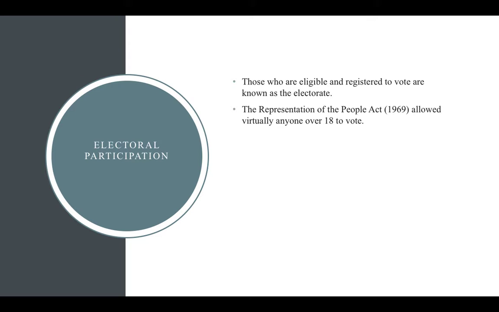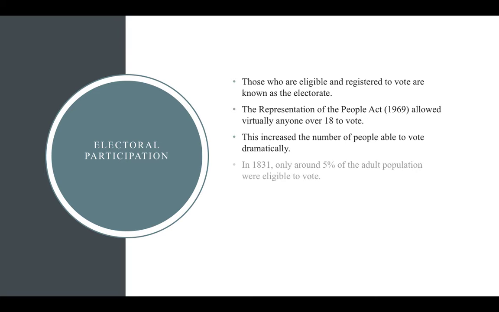The Representation of the People Act of 1969 allowed virtually anyone over the age of 18 to vote. Now, there are some people over the age of 18 who can't vote, like prisoners, illegal aliens, and a few other smaller groups of people. However, if we take a percentage of the UK population over 18, virtually all of them are allowed to vote. A very small percentage aren't. And the number of people who are able to vote has increased dramatically in recent years.